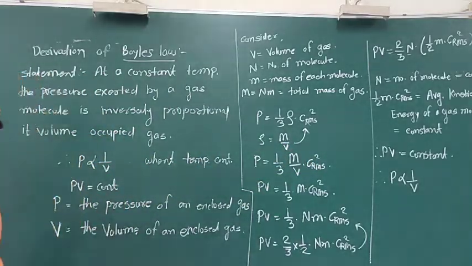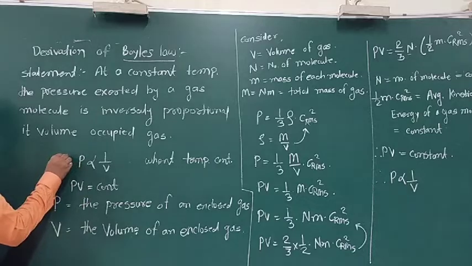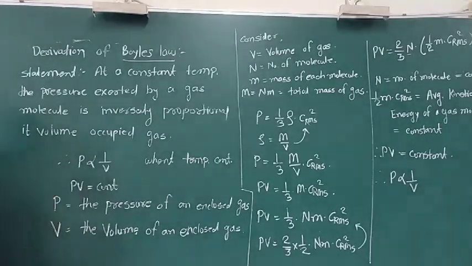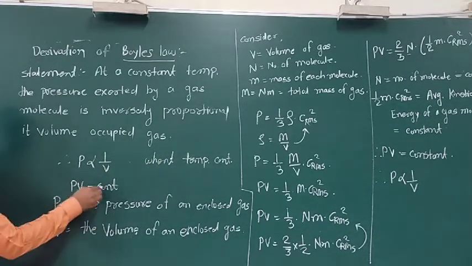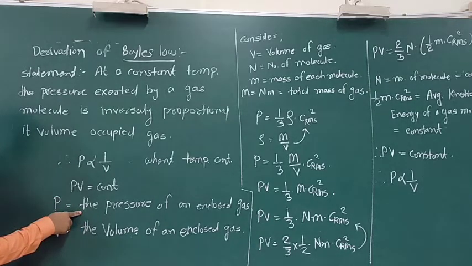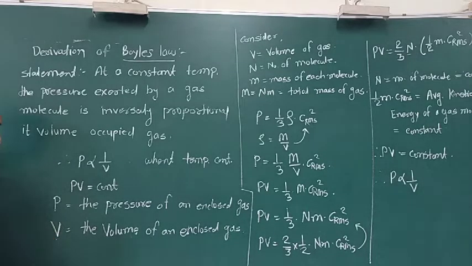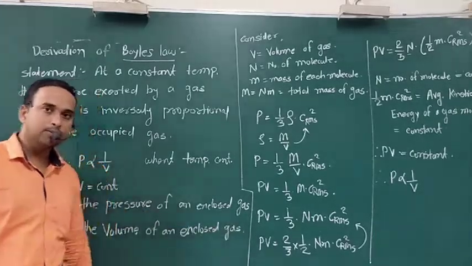Okay. See here, the statement of Boyle's law: at a constant temperature, the pressure exerted by a gas molecule is inversely proportional to its volume occupied by the gas. Okay. So from this statement we can write P is inversely proportional to V at a constant temperature. So PV is equal to constant, where P is the pressure of an enclosed gas and V is the volume of an enclosed gas.